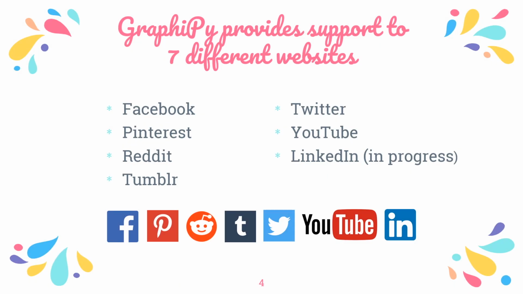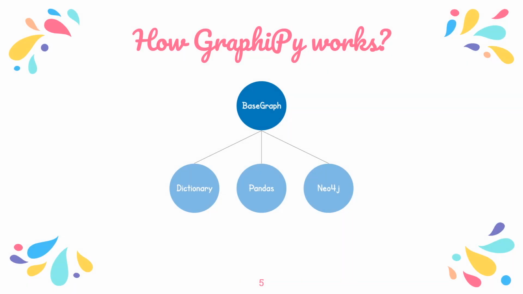GraphiPy provides support to several different websites such as Facebook, Pinterest, Reddit, Tumblr, Twitter, YouTube, and LinkedIn, even though LinkedIn is still in progress. GraphiPy contains a data structure class called a base graph, in which endpoints in social media platforms such as users, communities, and posts are stored as nodes, and connections between the different nodes are stored as edges. We also have three different types of graph that inherit from the base graph. We're using dictionary, pandas, and Neo4j.